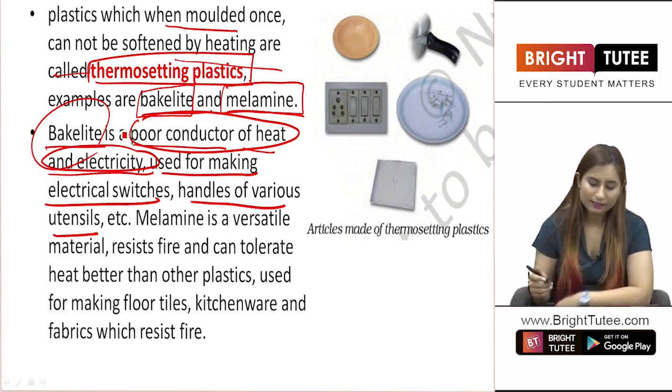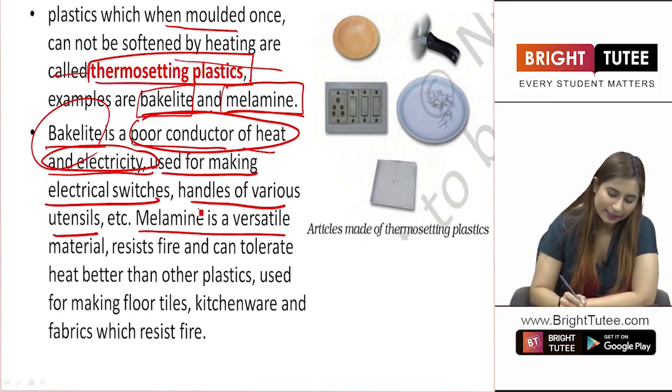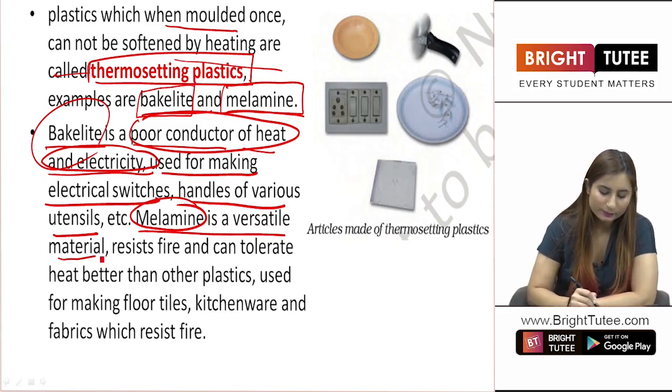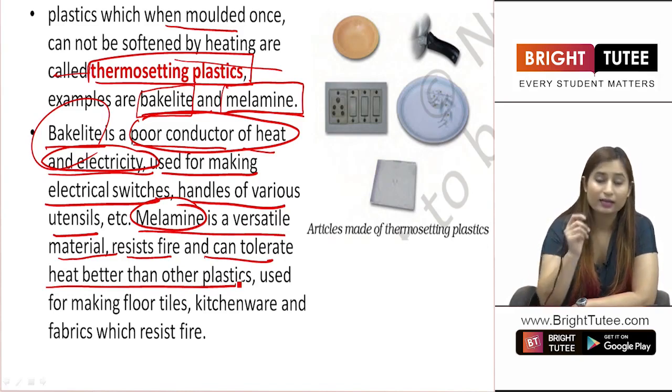We can touch the pan, right? Now, melamine, the second kind of plastic, thermosetting plastic. Melamine is a versatile material. It resists fire and can tolerate heat better than other plastics.